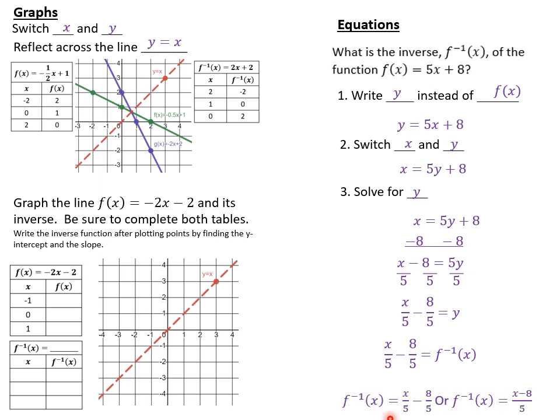And that's working with inverses. And notice there's a couple different ways we can write that. We can write that as f inverse of x equals 1/5 x minus 8/5, or f inverse of x equals x minus 8, all divided by 5. Both mean the same thing.